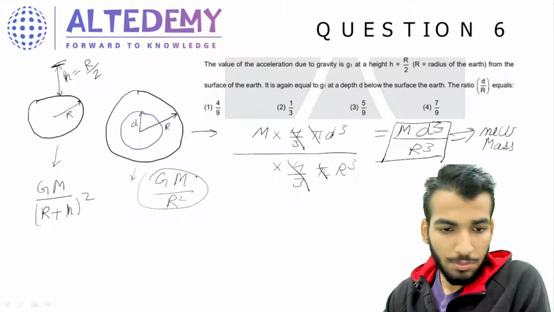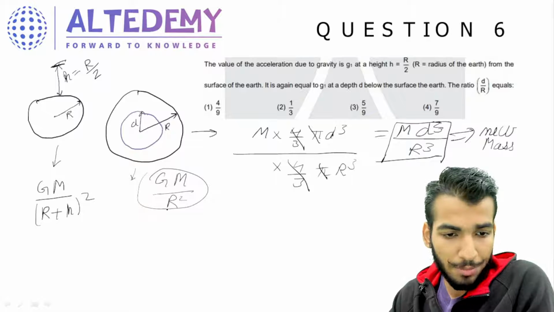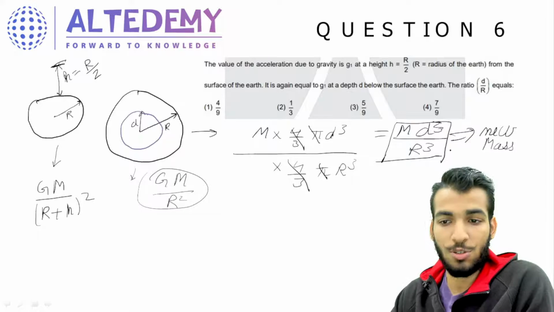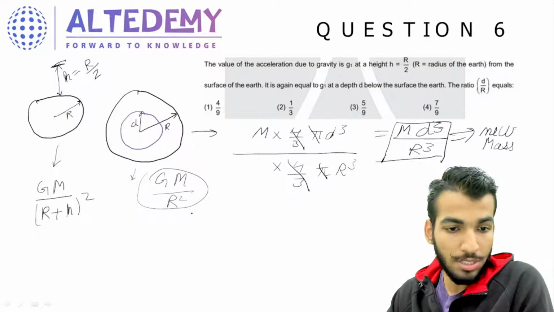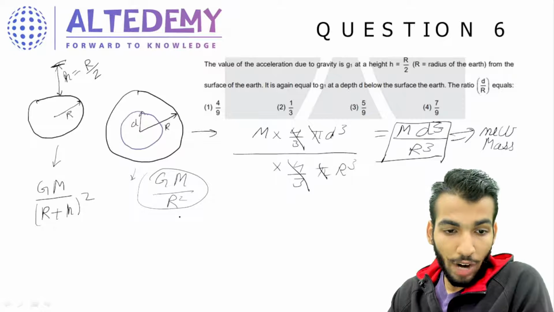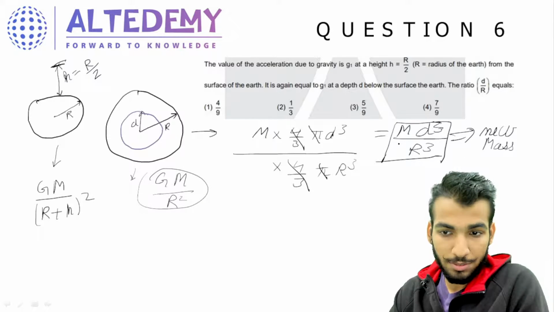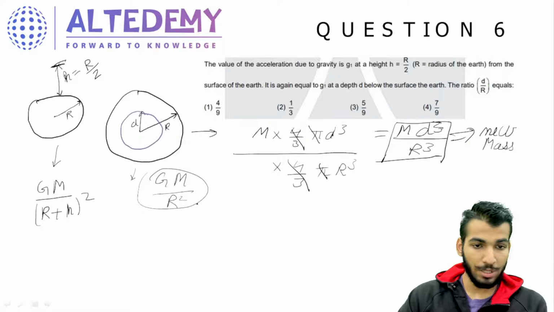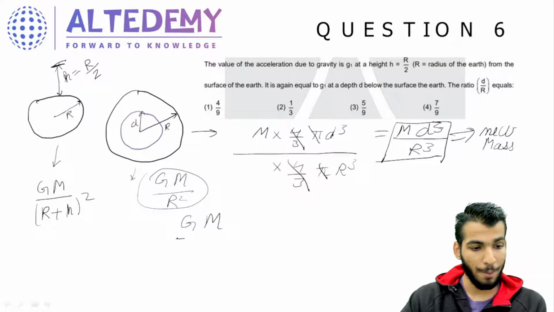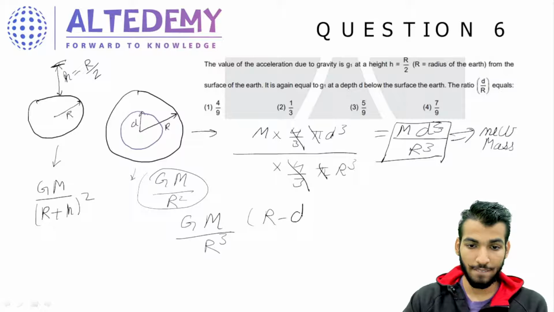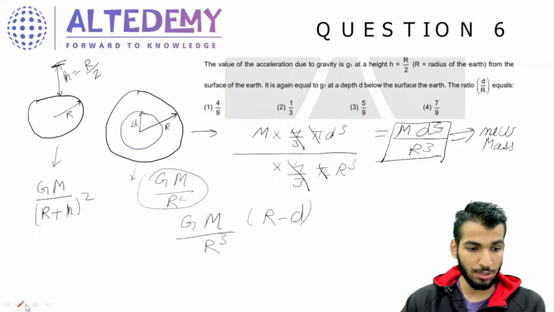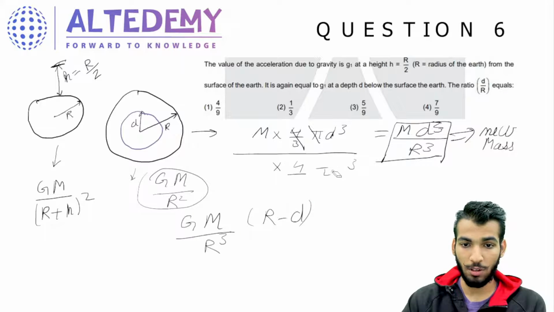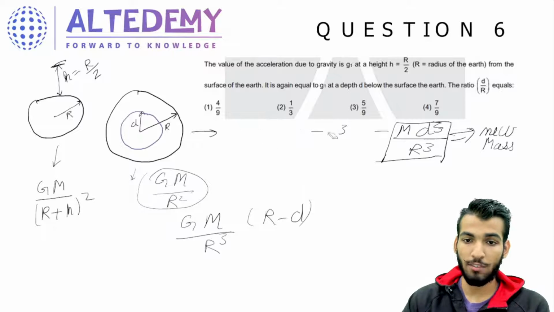Okay. So GM by r squared. Let's move on further from this. What will be the formula of gravity inside the Earth? The formula will be nothing but simple. That will be equal to GM by R cube into (R minus d). Let me remove what I have written so that I have more space to write.